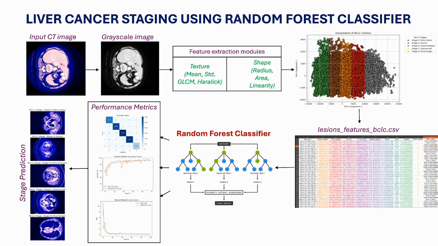Here I have the input image, I have converted that CT image to a grayscale image, and I have passed it to the feature extraction models. In these models, I have extracted two types of features, that is, based on texture and shape. In texture, I have extracted mean, standard deviation, and the GLCM properties and average features.